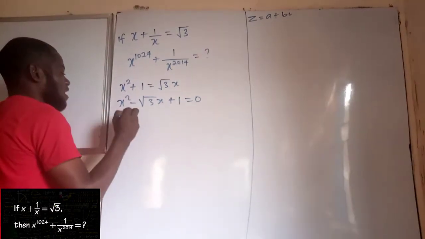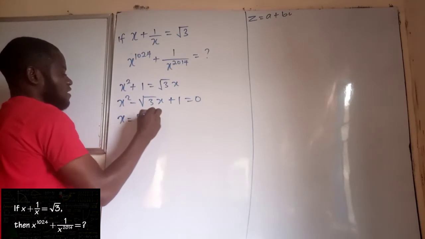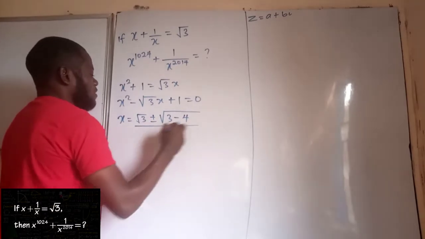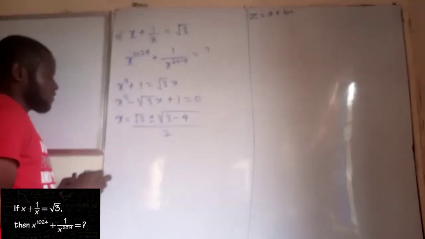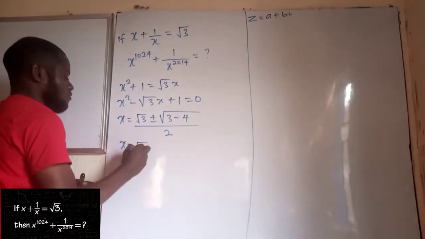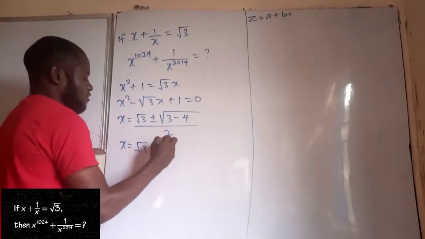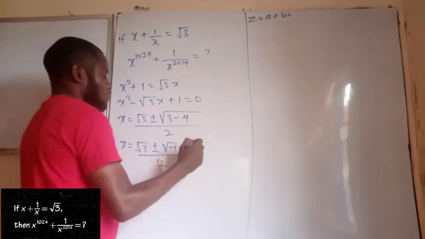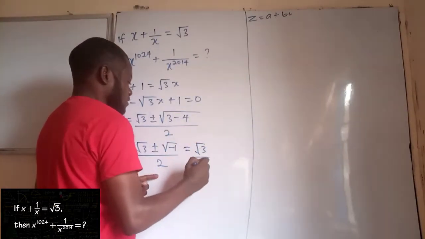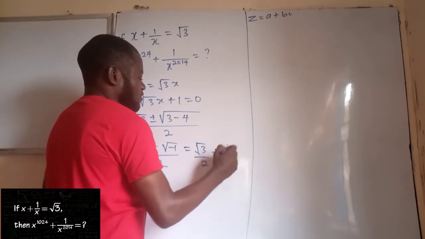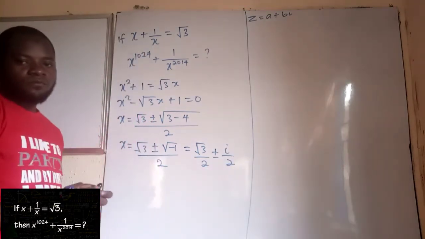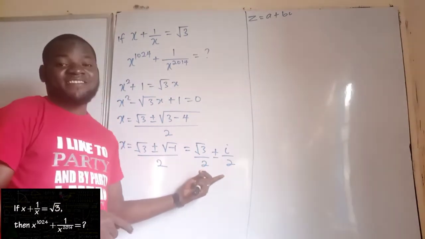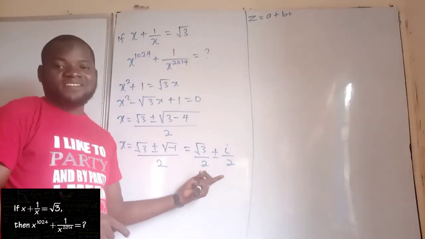So, I have x equals root 3 plus or minus the square root of 3 minus 4, divided by 2. So, x equals root 3 plus or minus the square root of minus 1, over 2. This in turn equals square root of 3 divided by 2 plus or minus i over 2. Now, if you look at this, this is the rectangular form of a complex number.